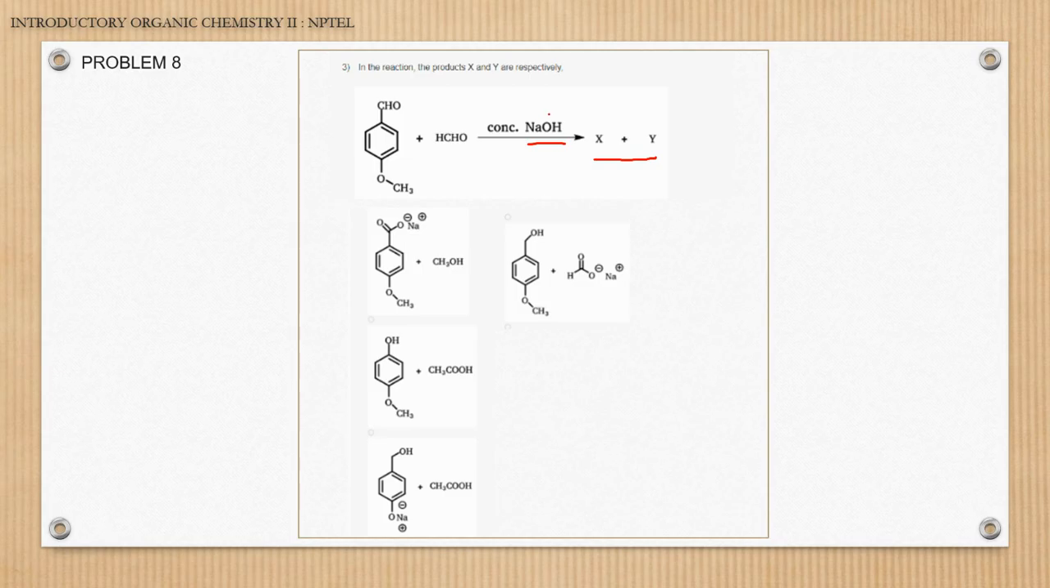So here also, on a similar line, NaOH will attack this particular aldehyde. So which aldehyde is to be attacked? This aldehyde or this aldehyde? Which is more electrophilic? Formaldehyde or benzaldehyde? At least this you need to know. Which is the more electrophilic carbonyl carbon? Formaldehyde or paramethoxy benzaldehyde?